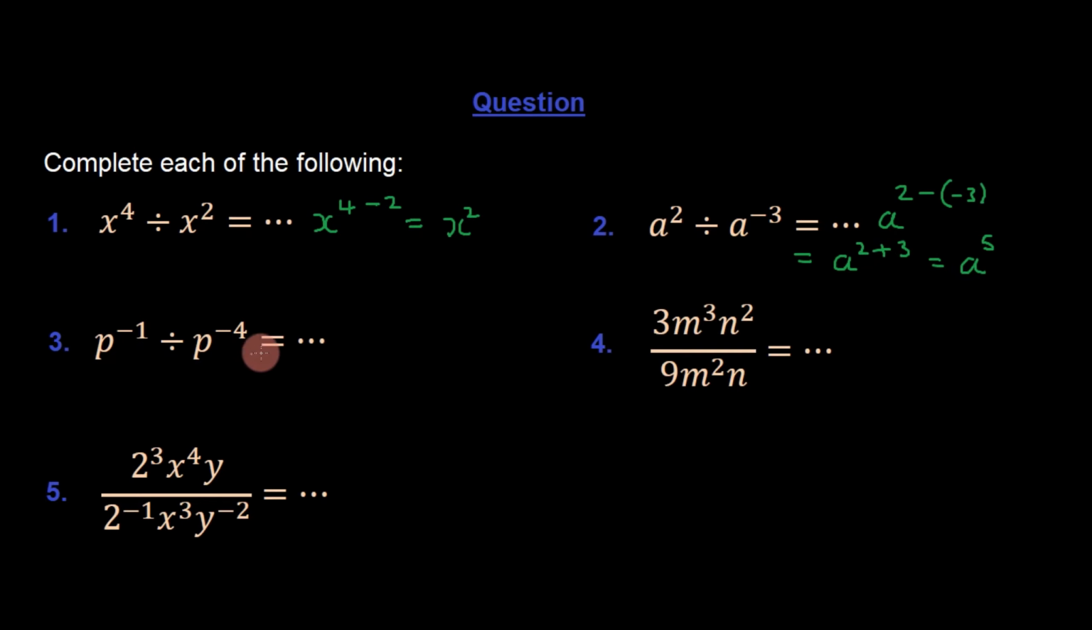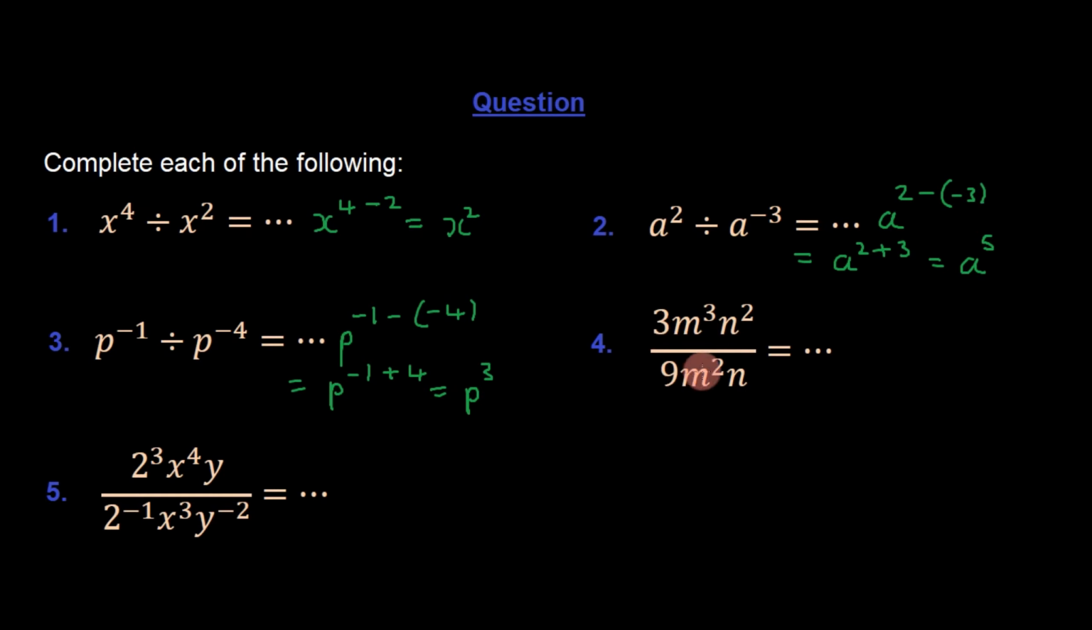Let's go to number 3. Once again, the bases are the same and we are dividing, so we subtract the powers. So it's p to the negative 1 minus negative 4. And this, of course, is p to the negative 1 plus 4. A minus times a minus being a plus, and this is p cubed.